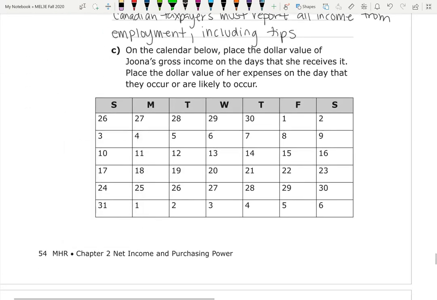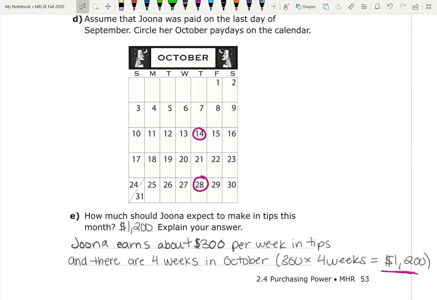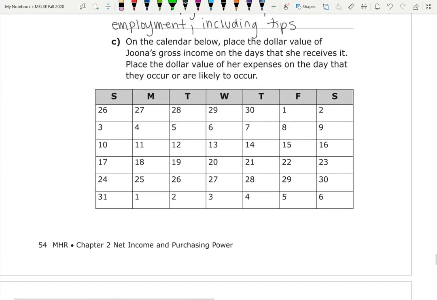Okay, on the calendar below, place the dollar value of Juna's gross income on the days that she receives it. So I'm going back up here. Remember, she got paid on the 30th of September and then every second Thursday after that. So the 30th of September, which is here, and then every second Thursday after that. These are all paydays.